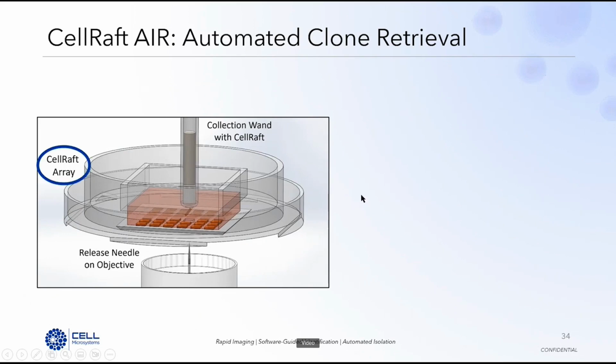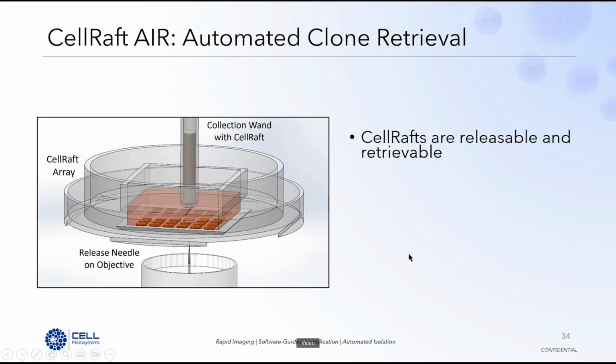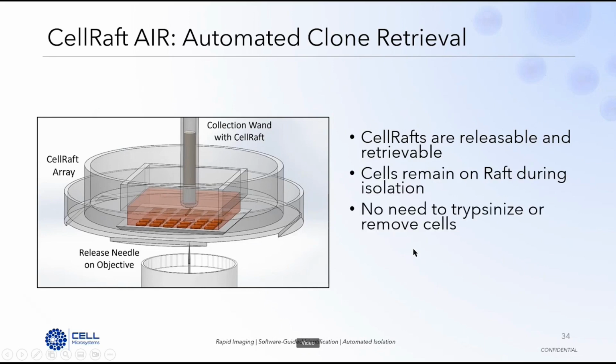The CellRaft array sits on the deck of the instrument, positioned above a release needle on the 10x objective. And then a collection wand that is magnetic dips into the fluid of the array to retrieve that released polystyrene cell raft. As I mentioned, the rafts are indeed releasable and retrievable. Your cells remain on the raft during the entire process of isolation. There's no need to trypsinize them or remove cells, and they can then be picked up with that magnetic wand because the cell rafts themselves have been doped with magnetic nanoparticles.